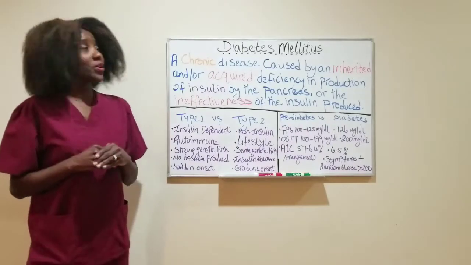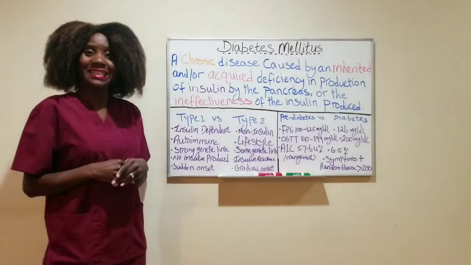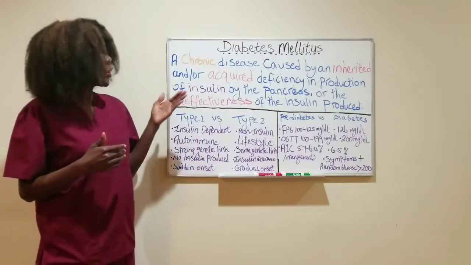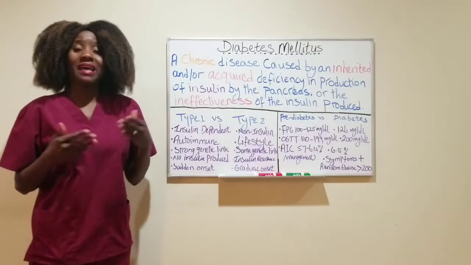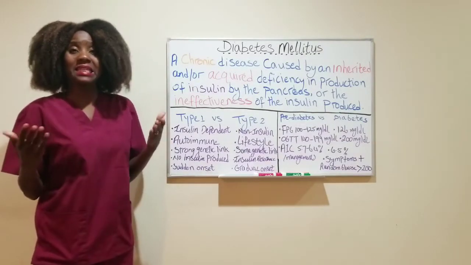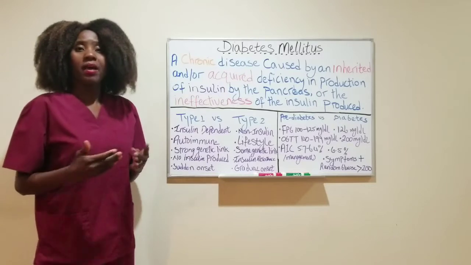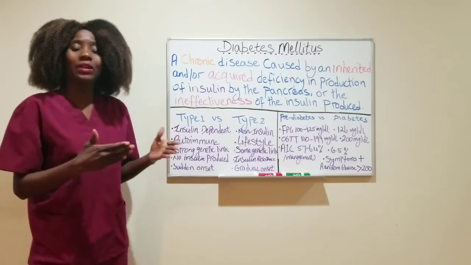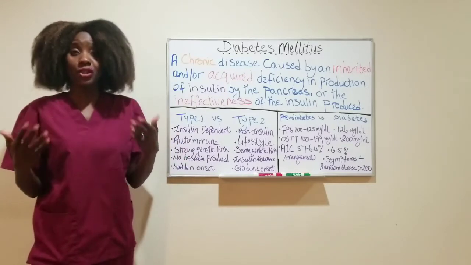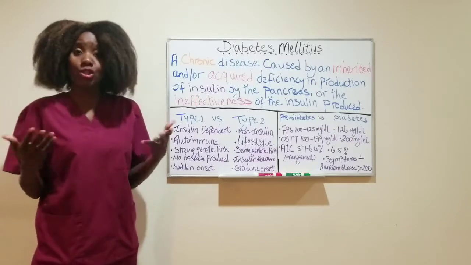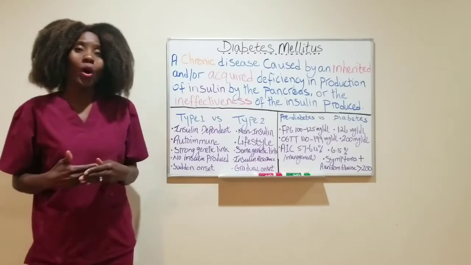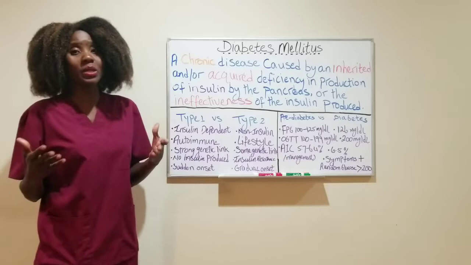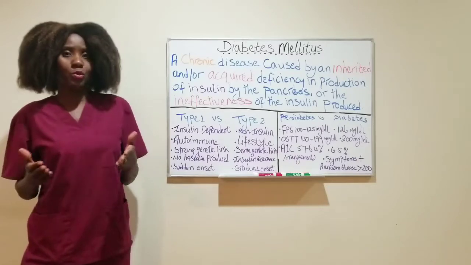Now in this video we're going to be talking about diabetes. So let's go ahead with our working definition. Diabetes is a chronic disease or disorder that is caused by an acquired or an inherited deficiency in the production of insulin by the pancreas, or an ineffectiveness in the insulin that is already produced.